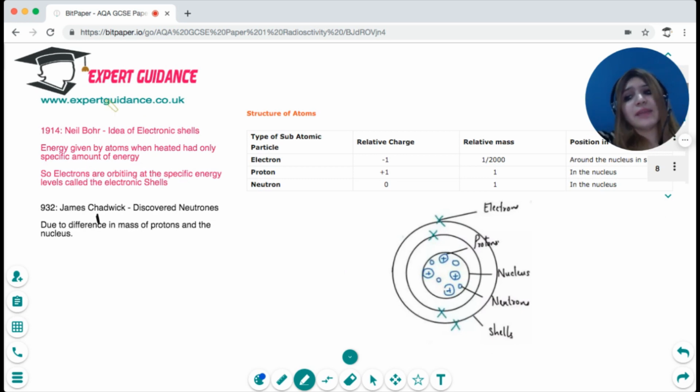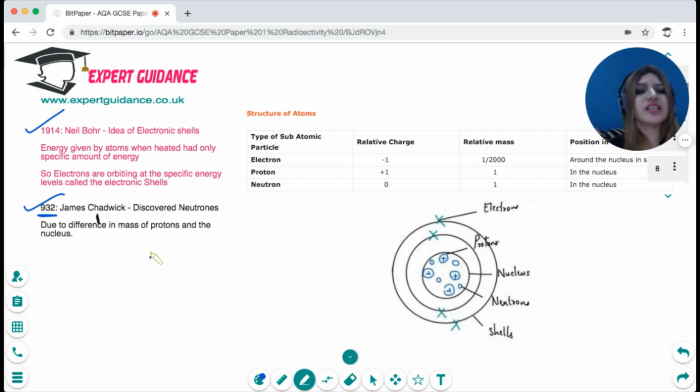But then came another scientist called Niels Bohr. He said the electrons are not just randomly surrounding the nucleus, they are moving in electron shells. And then there was another scientist called James Chadwick. He saw that there's a difference in the mass of the atom and the mass of the neutrons, electrons and protons.